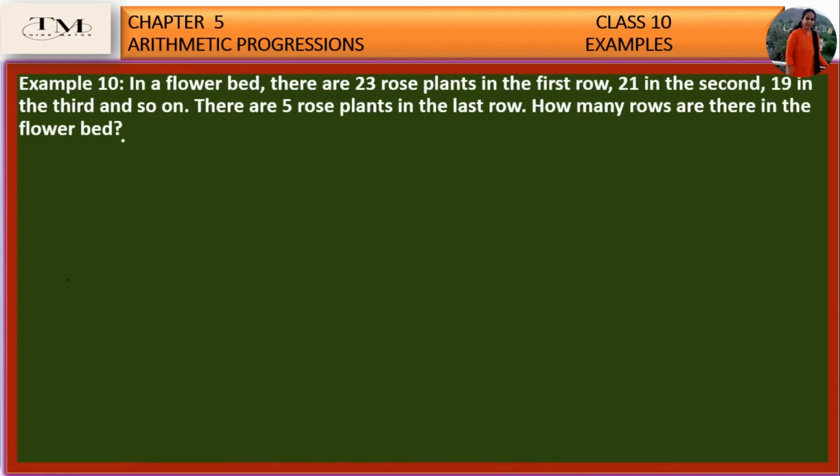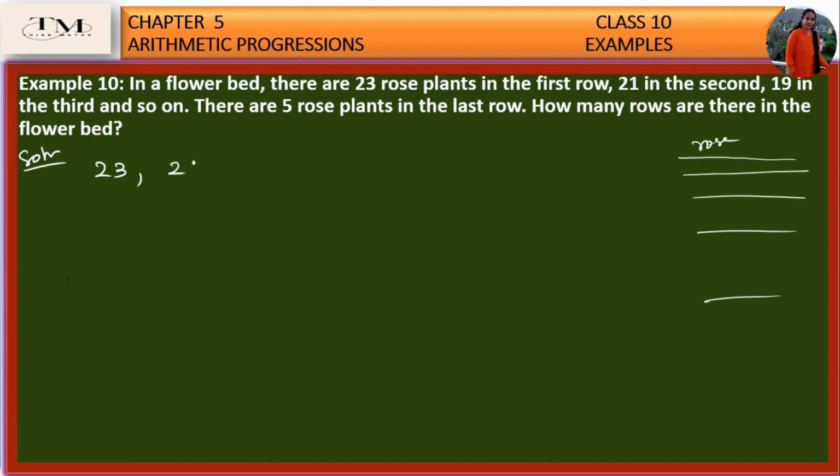So let me go to the last example of this session. In a flower bed, there are 23 rose plants in the first row, 21 in the second, 19 in the third, and so on. There are 5 rose plants in the last row. How many rows are there in the flower bed? So they have arranged the rows like this and kept the rose flowers in each row. In the first row, they have 23 rose plants. In the second row, they have 21.